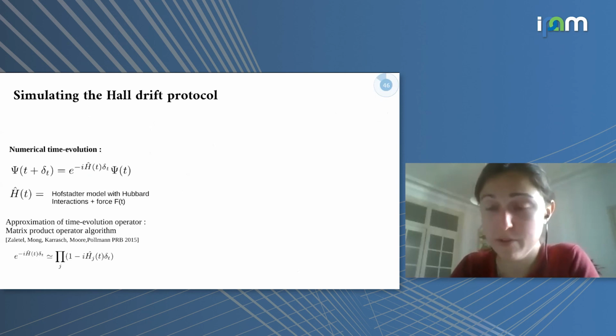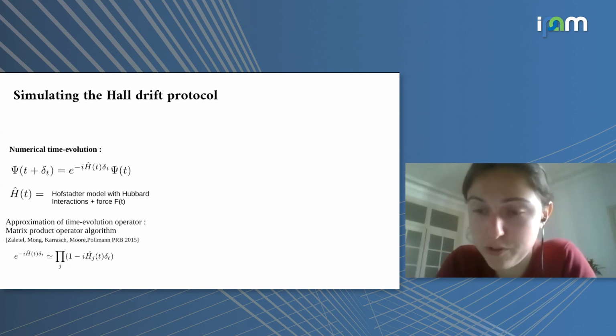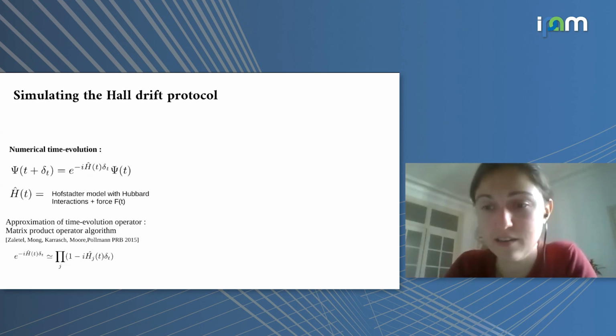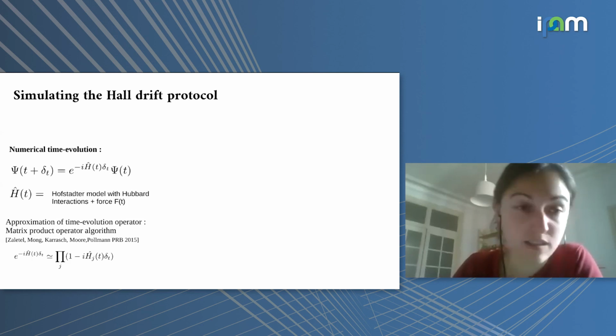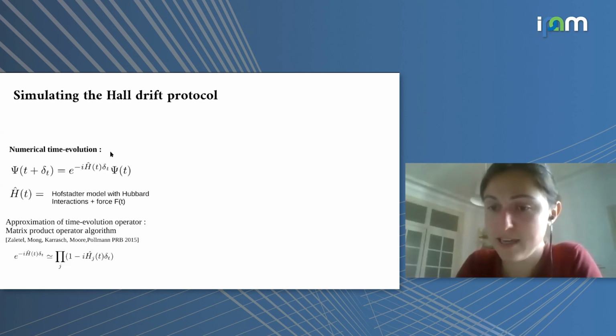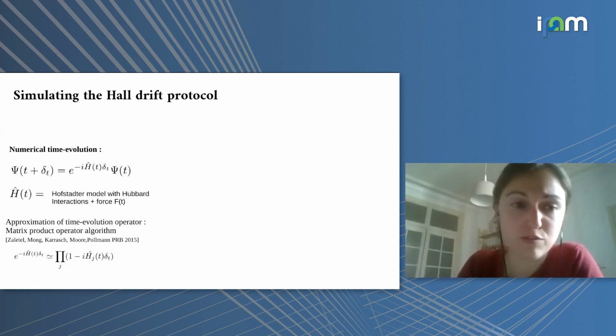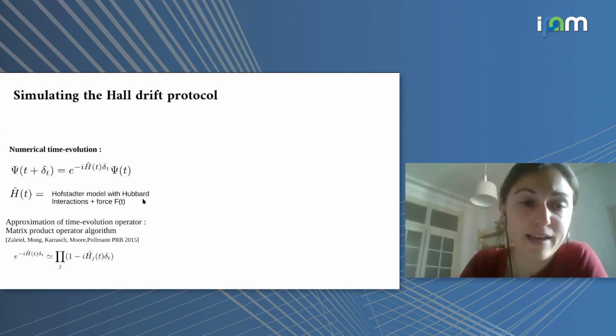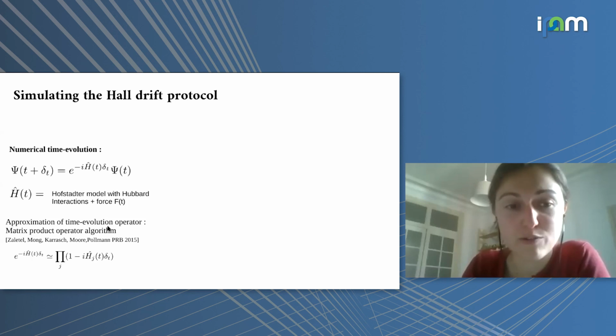So we have simulated this whole Hall drift protocol numerically. Again, this is using DMRG. We first find the ground states for Harper bosons and do a numerical time evolution by applying the time evolution operator. And then we use this matrix product operator algorithm to actually implement this time evolution numerically.